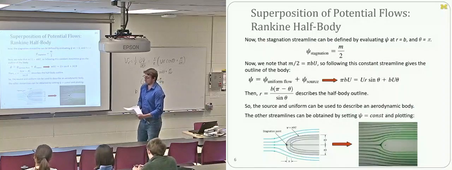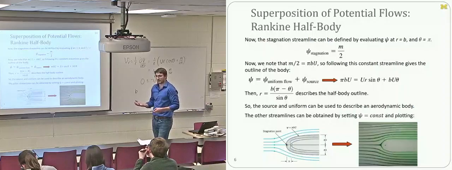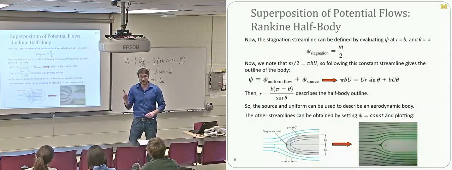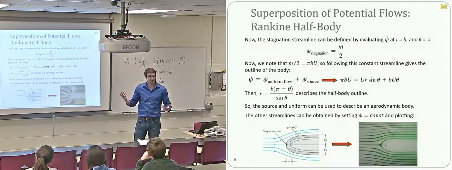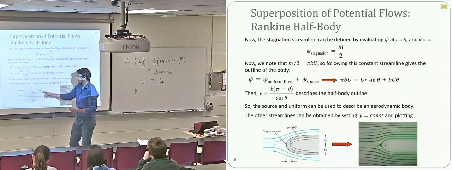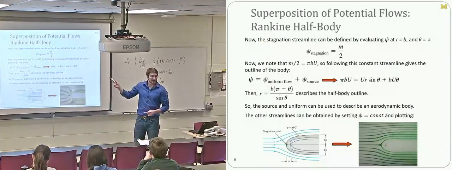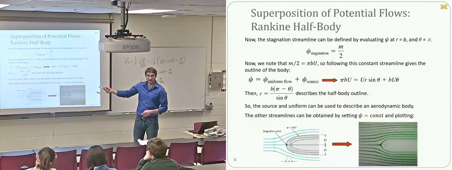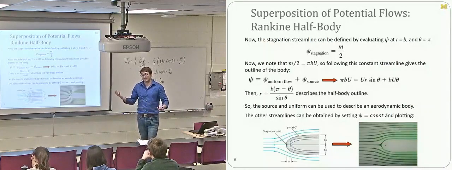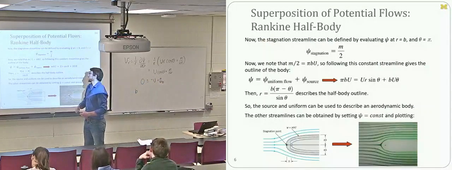All right, so we have the stagnation point established. We recognize that the stagnation point has to be on this imaginary body surface that we're emulating here, right? If we have a physical body, the stagnation point has to occur somewhere on the surface. So if we figure out what the streamline is that passes through that stagnation point, we can assume that streamline represents the outline of the surface that we're interested in, in this case, this Rankine half body.